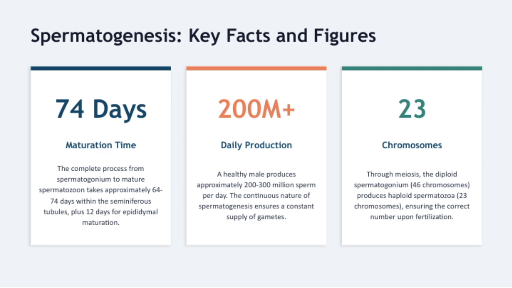The entire process, from spermatogonium to mature sperm, takes about 64 to 74 days inside the seminiferous tubules of the testes. After that, the sperm undergo additional maturation in the epididymis, which takes roughly 12 days. This ongoing cycle is what allows males to produce a steady supply of viable gametes, reinforcing the importance of spermatogenesis in reproductive health and overall fertility.